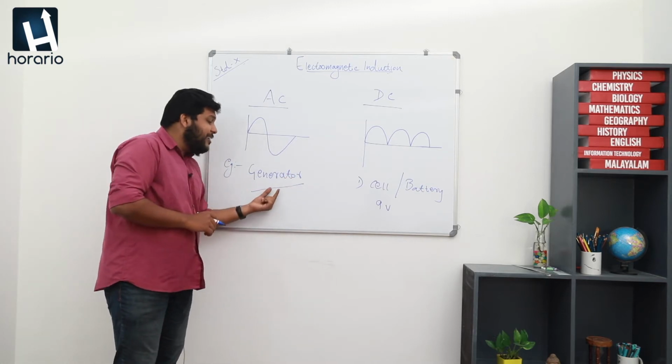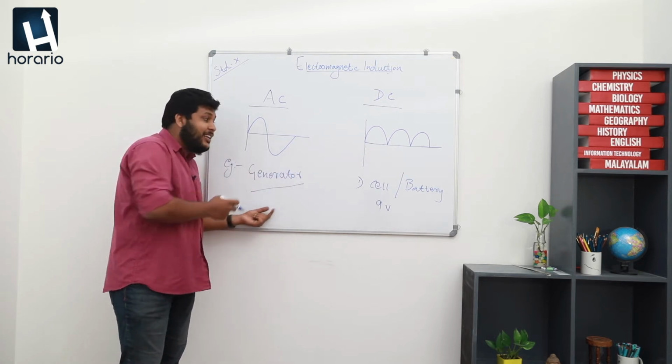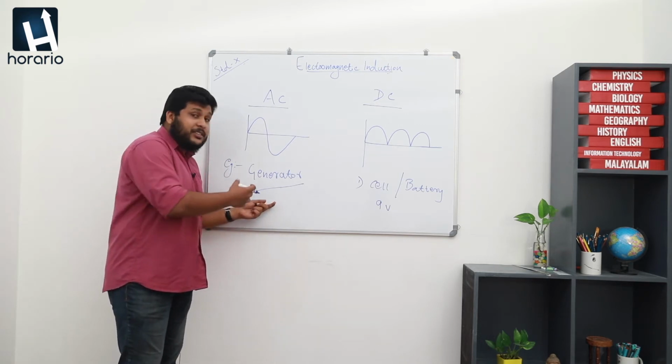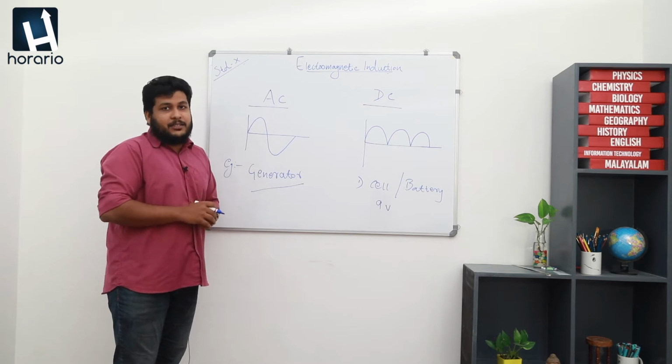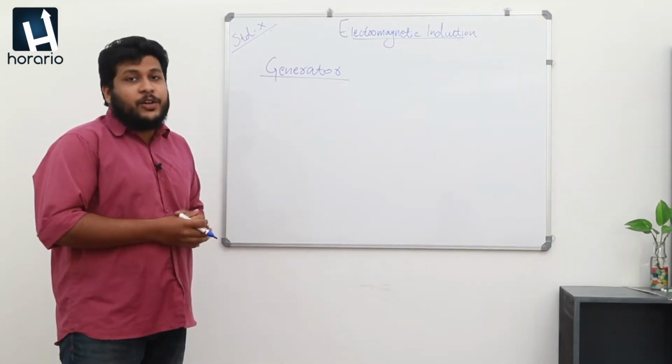So, how is the alternating current and the direct current produced inside a generator and a cell? In the coming session, we are going to discuss how the electricity production takes place. Okay. Now we are going to discuss how a generator works.